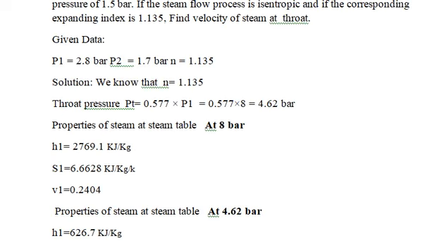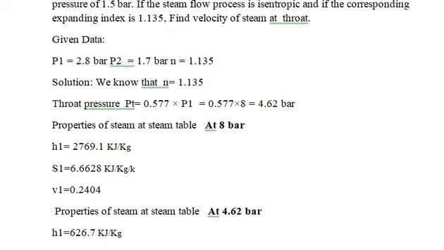Then go to another numerical, which is again based on the nozzle. The third numerical: dry saturated steam at a pressure of 8 bar enters a CD nozzle and leaves it at a pressure of 1.5 bar. If the steam flow process is isentropic and if the corresponding expansion index is 1.135, find the velocity of steam at throat. Again, this numerical belongs to the nozzle section.